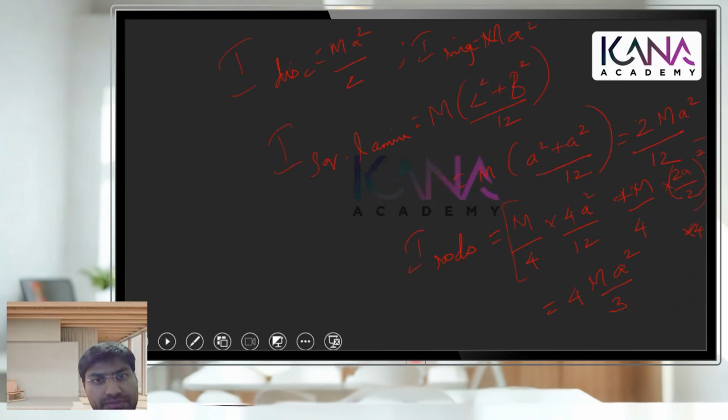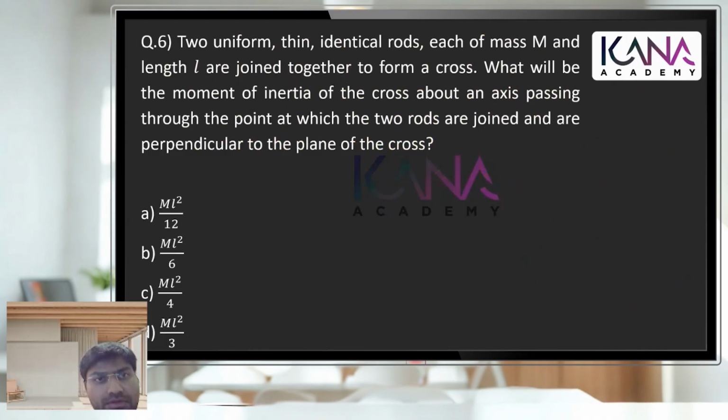Okay. Next question. There are 2 uniform thin identical rods, each of mass m and length L, joined as a cross. Find the I about the axis. So it's again a moment of inertia problem, about the axis through the joint perpendicular to the plane. The formula for this is that I is m L square by 12. So this is for rods.